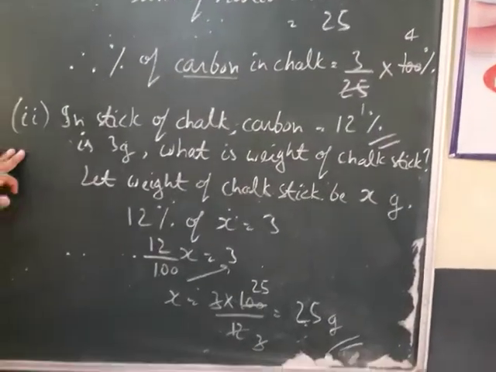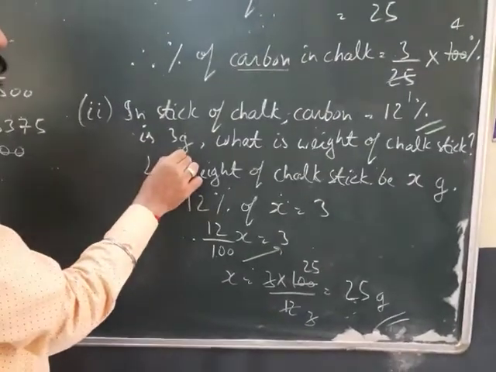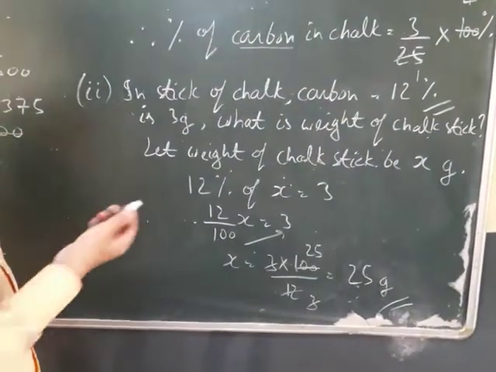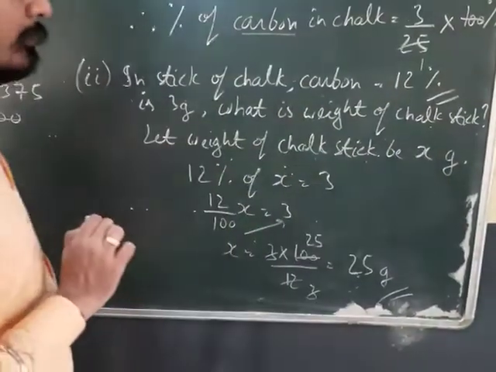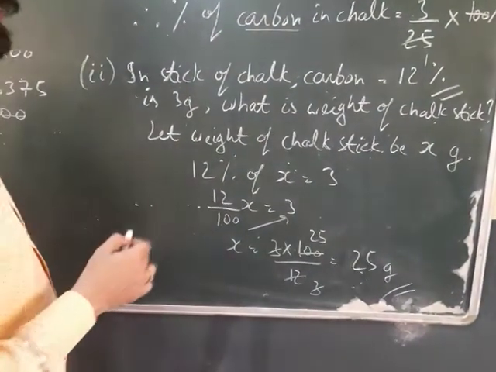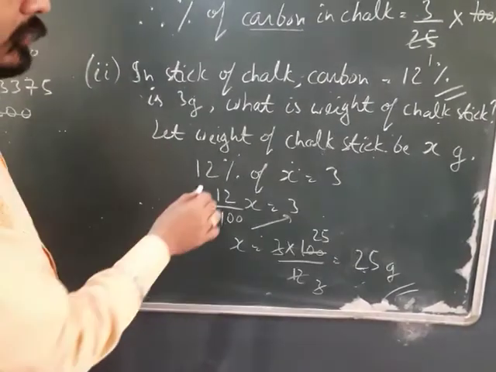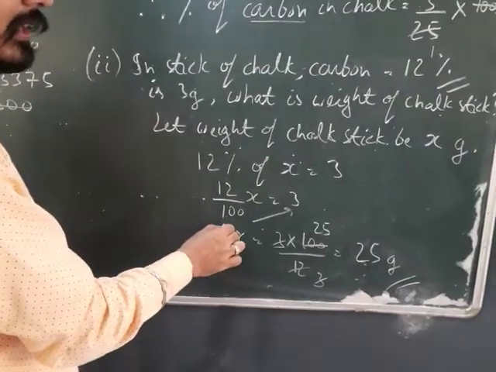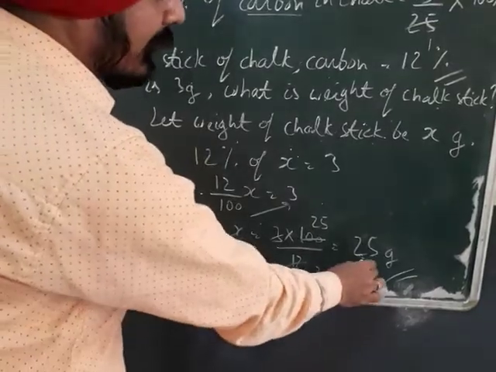Now second part, in a stick of chalk, carbon is 3 gram. What is weight of chalk stick? You have to find the weight of chalk stick. So let weight of chalk stick be x gram. Now you have found earlier that percentage of carbon in chalk was 12%. So 12% of x equal to 3. Then simplify it and you will get the value of x as 25. That means 25 gram.